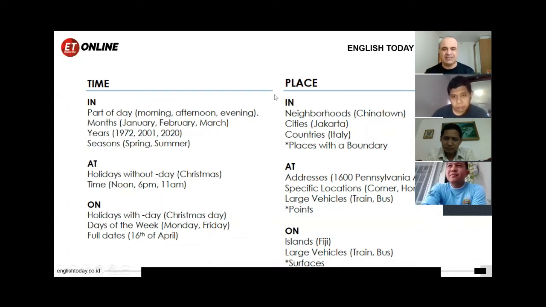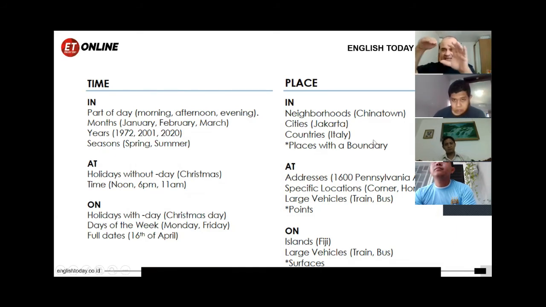And for place, you need to think about neighborhoods, like in Chinatown, in Tangerang, in Bogor, neighborhoods, areas, etc. Cities: I live in Jakarta. Countries and places with a boundary, with a border, or with a fence. So to make this easy, think about inside spaces. Example, where is the money? In my pocket. Okay, pocket, it's a small space, but it's inside and it has a boundary. In the pocket.